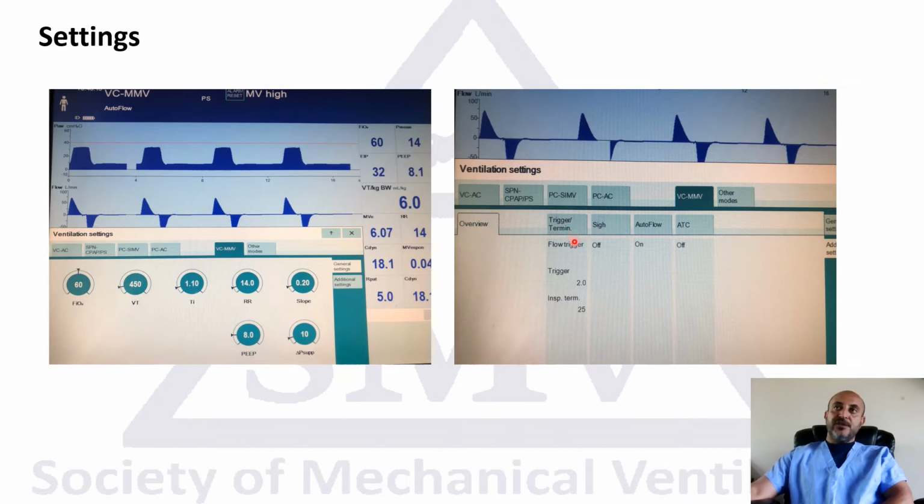The trigger and termination: this is when the patient has triggered the ventilator. You can, of course, use flow or pressure. Here it's set at a 2 liters per minute trigger. And the inspiratory termination is usually set at 25% in most of the pressure support modes, but you can adjust this and this will decide when the ventilator cycles from inspiration to expiration, again in the pressure support spontaneous mode.